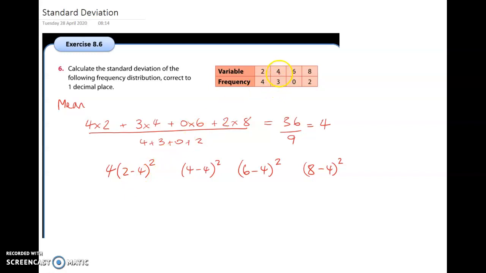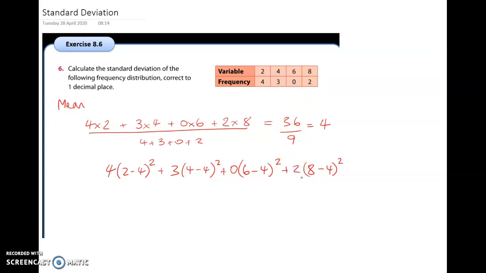Now, this number 4 here appeared 3 times. So the difference from the mean happens 3 times, so I want 3 lots of that. This appeared no times, so I want that appearing no lots. And lastly, the difference between 8 and 4 is 4, and I square that. How many times did it appear?